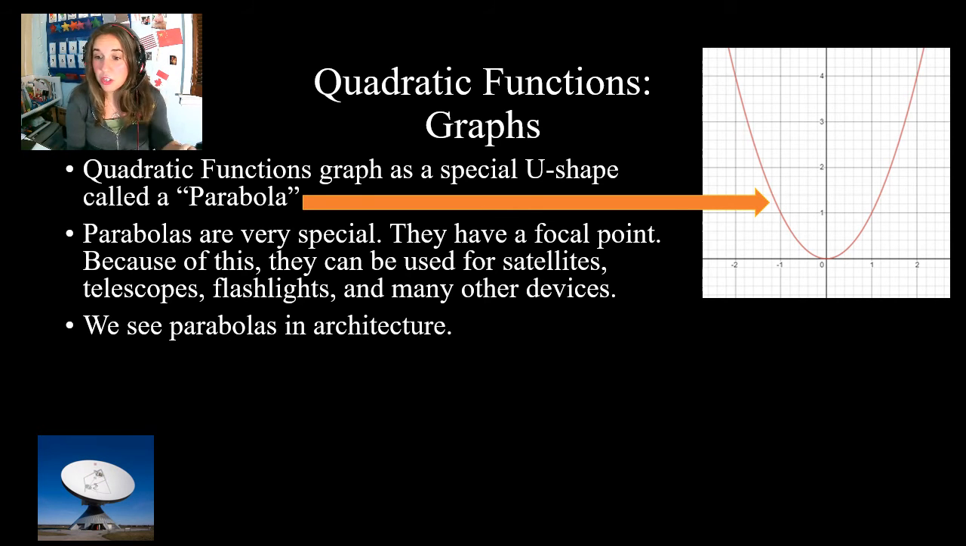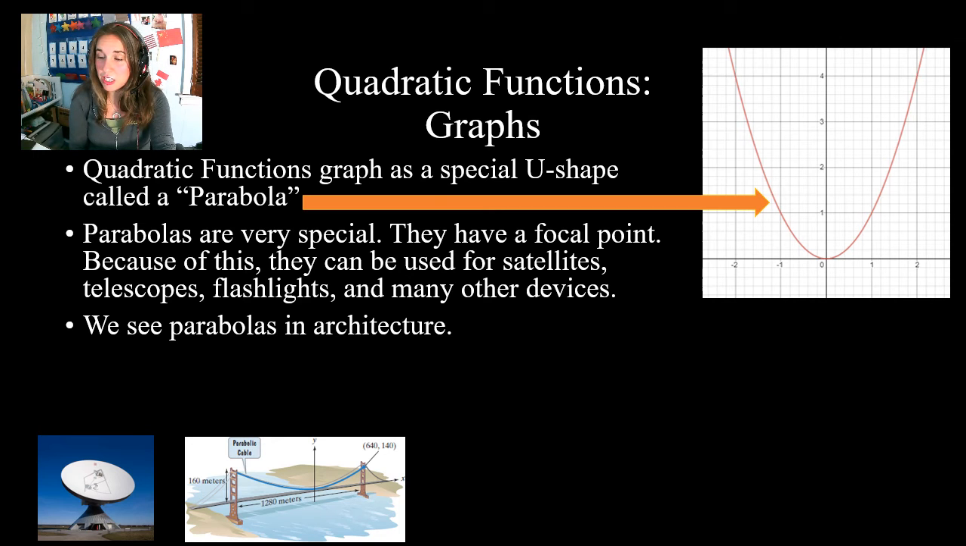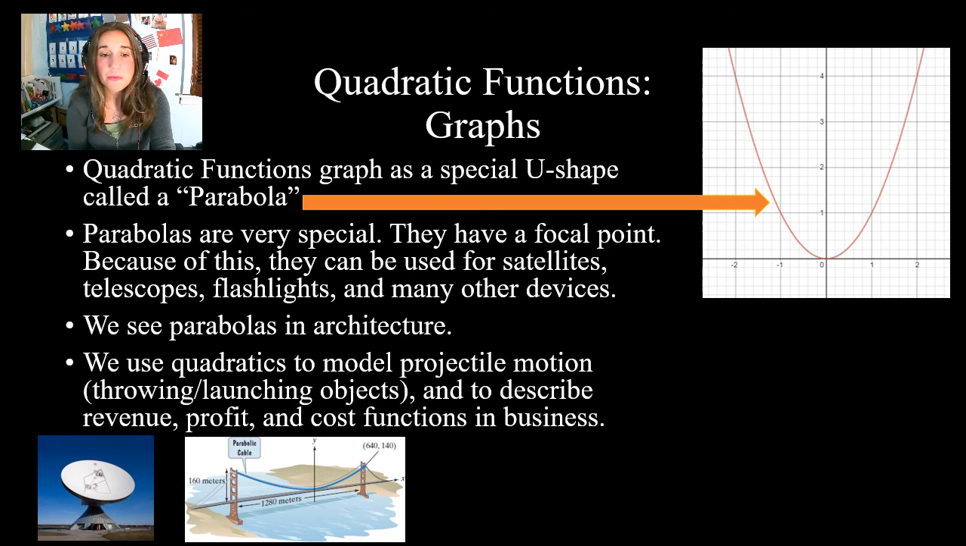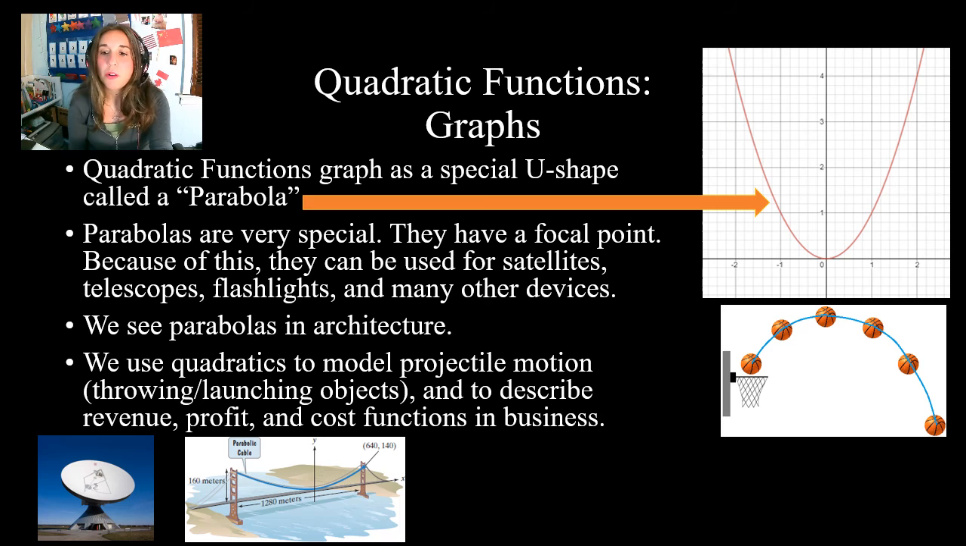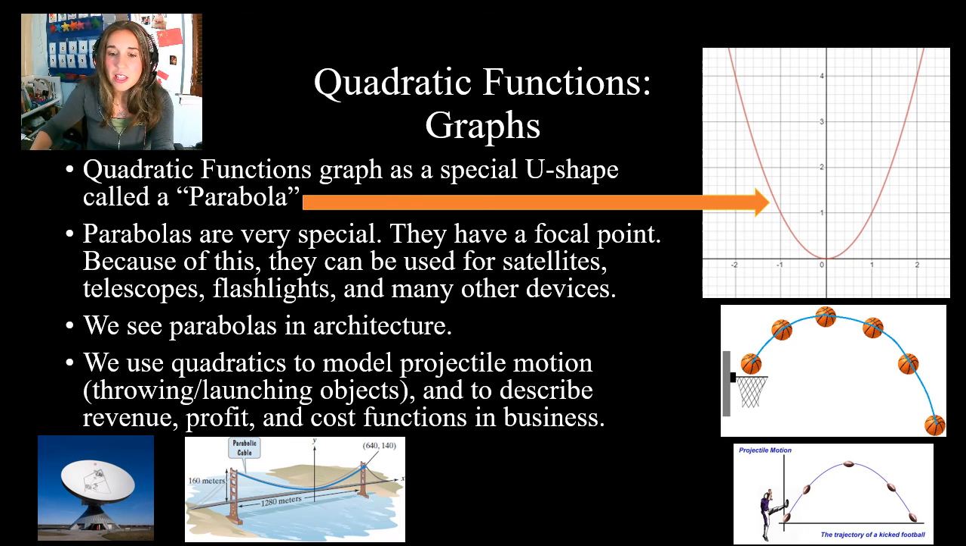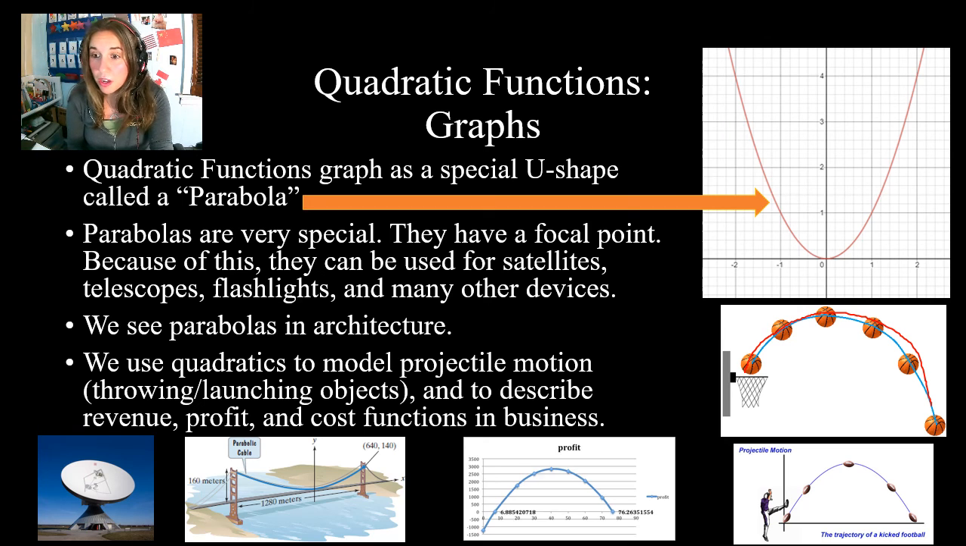We see parabolas in architecture, in bridges, archways, things like that. And we use quadratic functions to model projectile motion, okay? Like here, the basketball is going to go up, reach a maximum height, and then go down. You see these parabolic shapes. When the football player kicks the football, it's going to go up, and then down. It reaches a maximum height and then comes down. These can all be modeled using a parabola, a quadratic function.